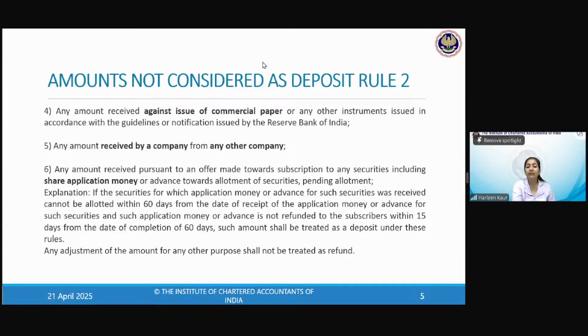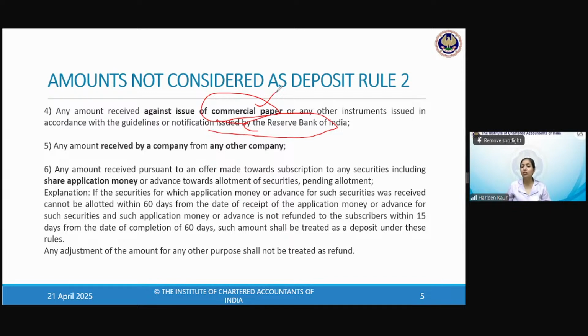Any amount received against the issue of commercial paper or any other instrument according to the guidelines of Reserve Bank of India. Now, what is the meaning of commercial paper? Nobody is going to ask you in the exam. They will simply give you commercial papers were issued. Will it be considered as deposits or not? Yes or no? Any amount which has been borrowed and commercial papers have been issued in exchange of that. Is it a deposit or no? No is the correct answer. And all of you have written no. That's great. But what is a commercial paper?